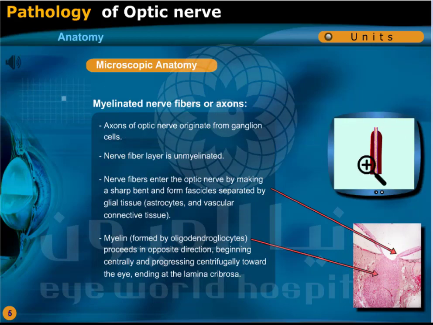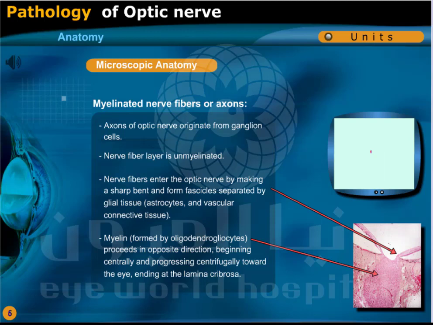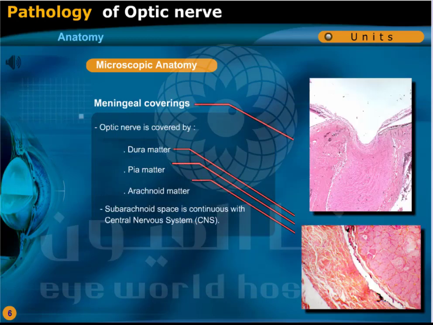Axons of optic nerve originate from ganglion cells. Nerve fiber layer is unmyelinated. Nerve fibers enter the optic nerve by making a sharp bend and form fascicles separated by glial tissue, astrocytes, and vascular connective tissue. Myelin, formed by oligodendrogliocytes, proceeds in opposite direction, beginning centrally and progressing centrifugally towards the eye, ending at the lamina cribrosa.